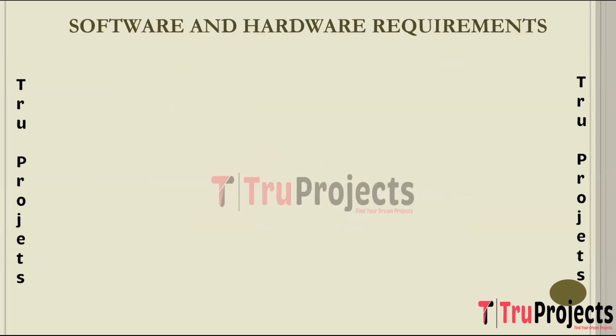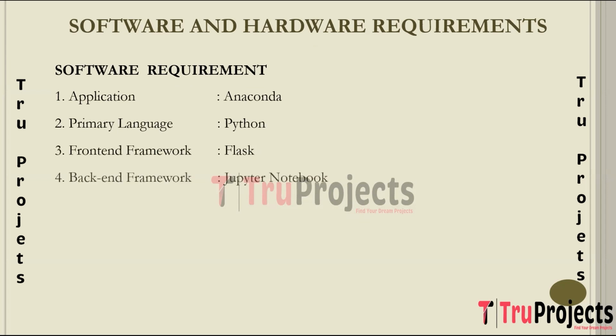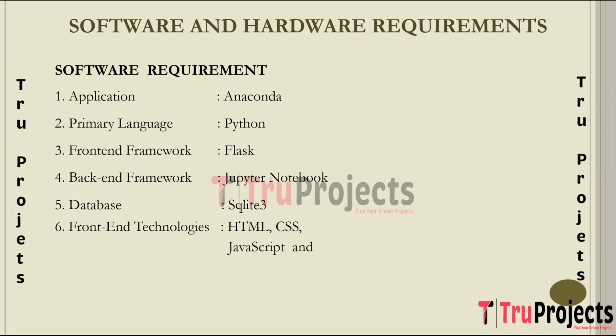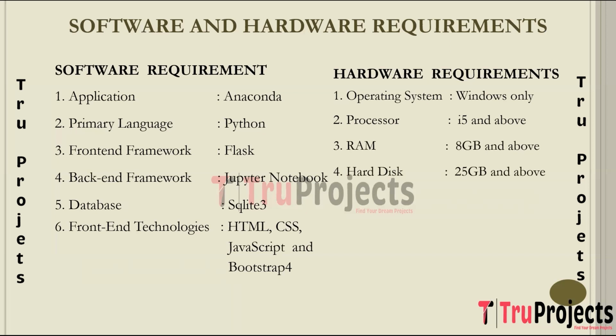To implement this project, we need software and hardware requirements. Coming to the software requirements, we need Anaconda as the application, Python as the primary language, Flask as the front-end framework, Jupyter Notebook as the back-end framework, SQLite 3 as the database, and front-end technologies of HTML, CSS, JavaScript, and Bootstrap 4. Coming to hardware requirements, we need Windows operating system, processor of i5 and above, RAM of 8 GB and above, and hard disk of 25 GB and above.